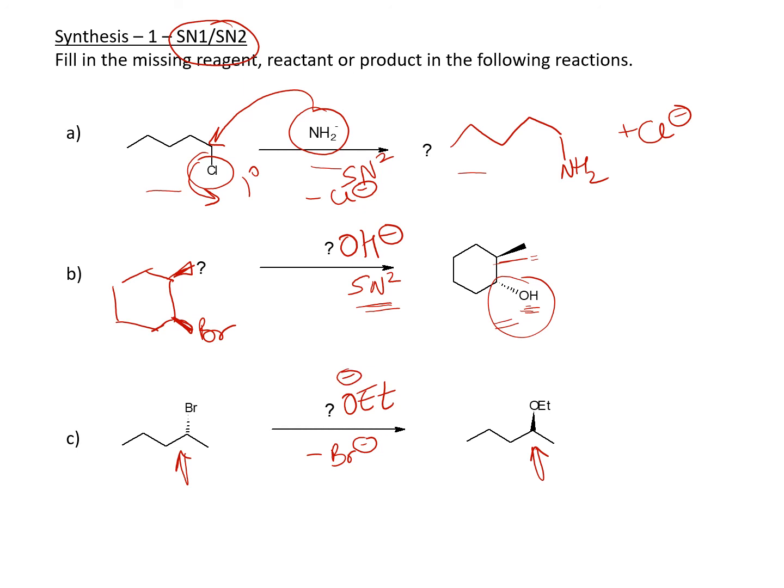If you had to classify whether this is going to be an SN1 or SN2 reaction, you would say that this is going to be an SN2 reaction because there is inversion of stereochemistry going on. So that's how you will approach these kinds of problems.